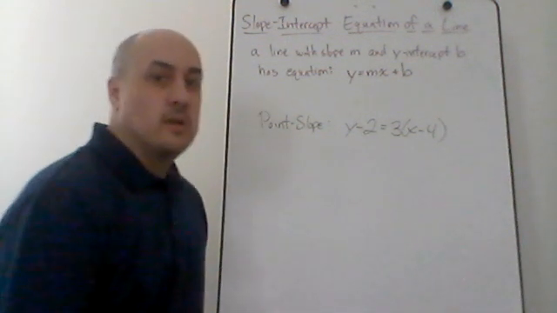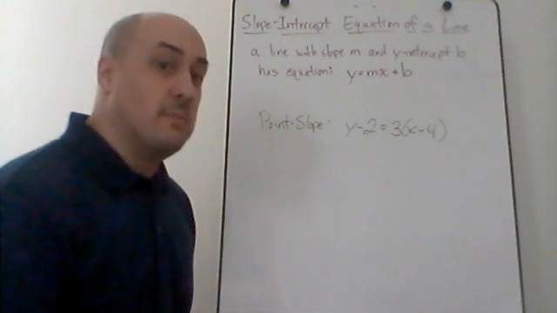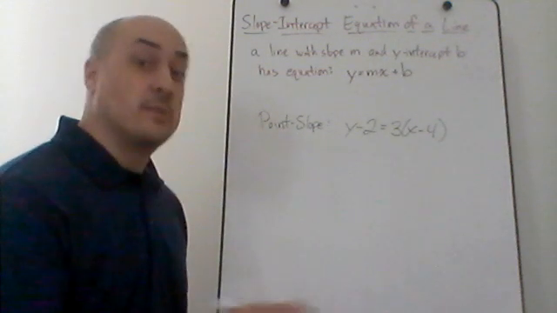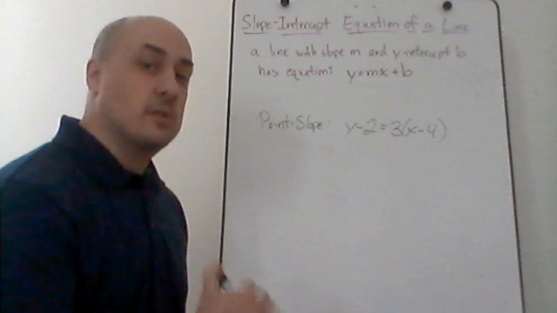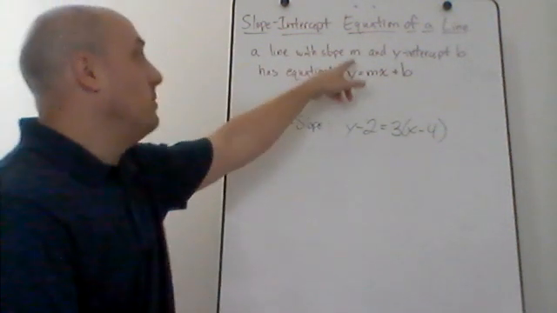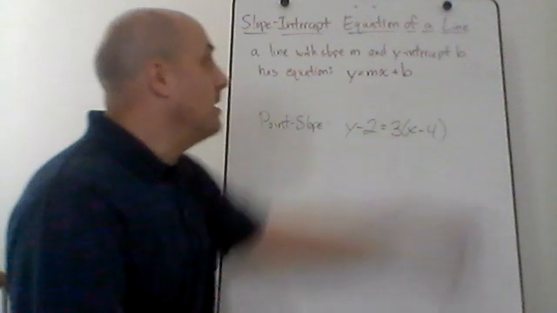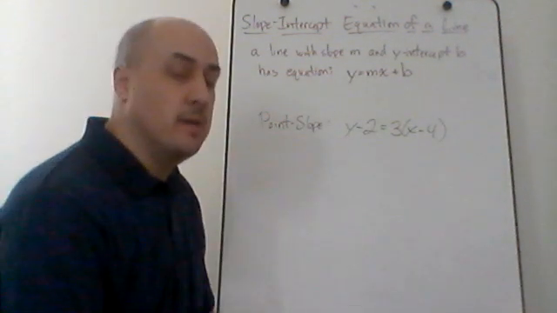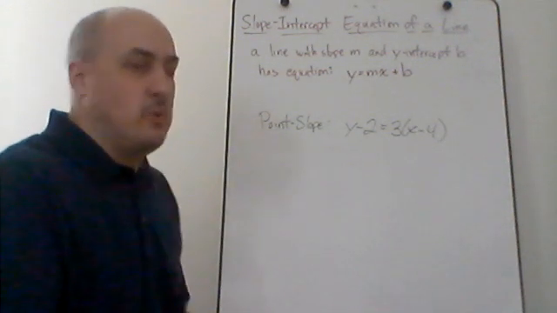Alright, so in this video we're going to talk about the slope-intercept form of a linear equation. I just did a video on the point-slope form, and now this one's going to talk about another form, which is the slope-intercept form. If we have a line with slope m and y-intercept b, it has the equation y equals mx plus b. Right? One of the most famous equations from algebra.